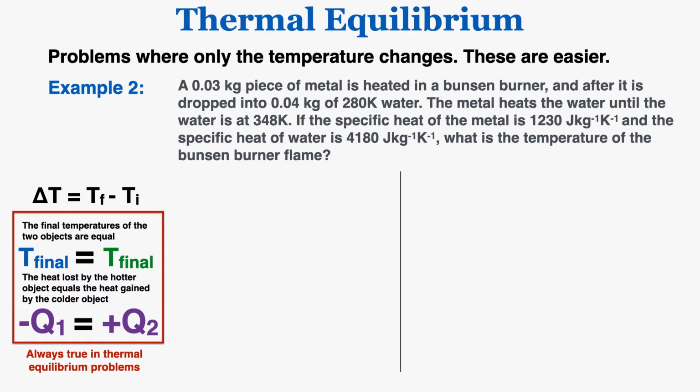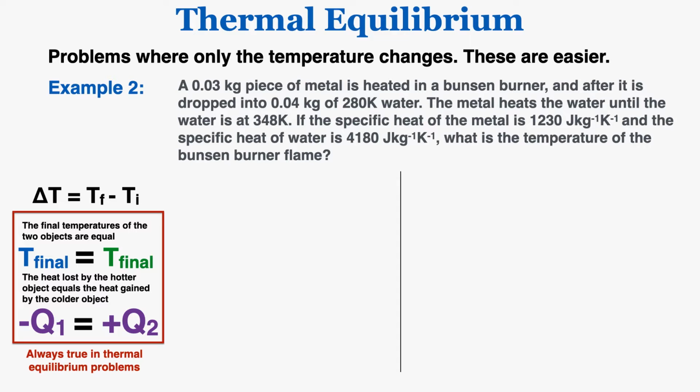Example 2 says a 0.03 kilogram piece of metal is heated in a Bunsen burner, and after it is dropped into 0.04 kilograms of 280 Kelvin water, the metal heats the water until the water is at 348 Kelvin. If the specific heat of the metal is 1,230 joules per kilogram Kelvin, and the specific heat of water is 4,180 joules per kilogram Kelvin, what is the temperature of the Bunsen burner flame?